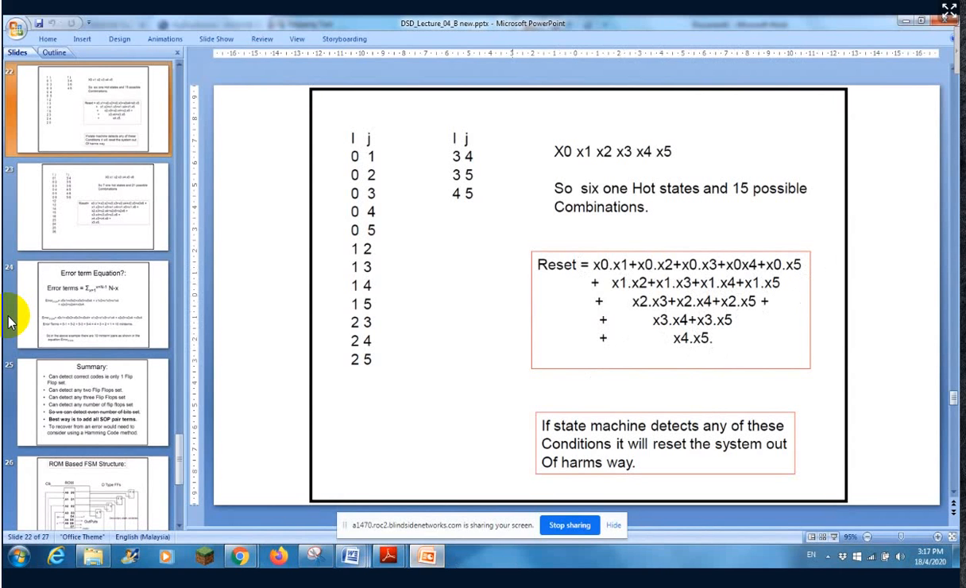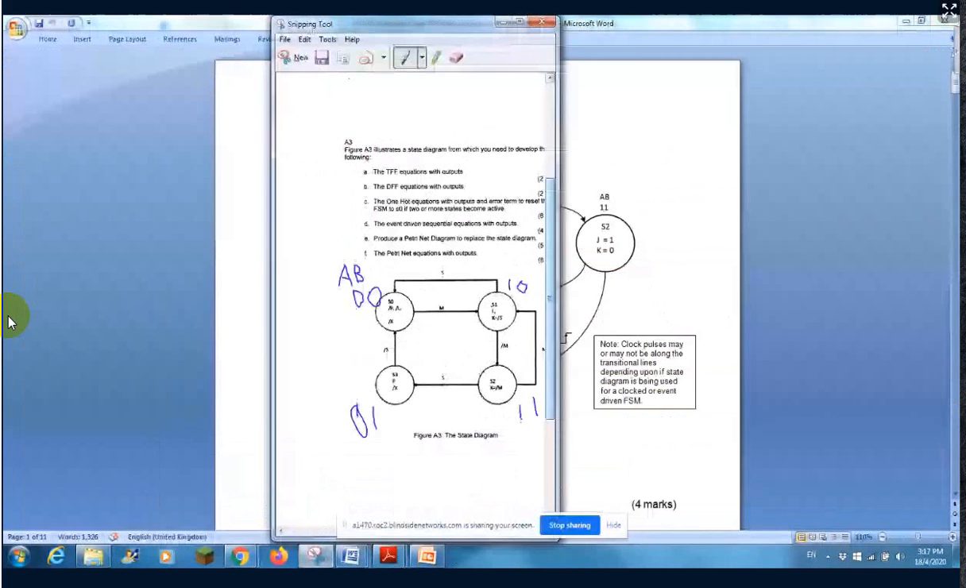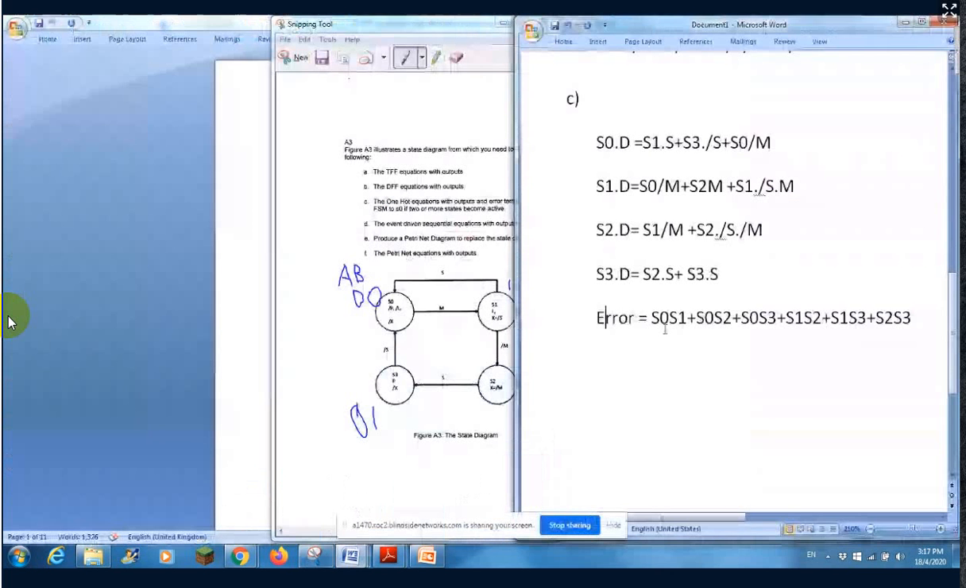Same here. The question here is you only have 4 flip-flops, S0, S1, S2, S3. So that means your error is S0, S1, S0, S2, S0, S3, S1, S2, S1, S3, and S2, S3.